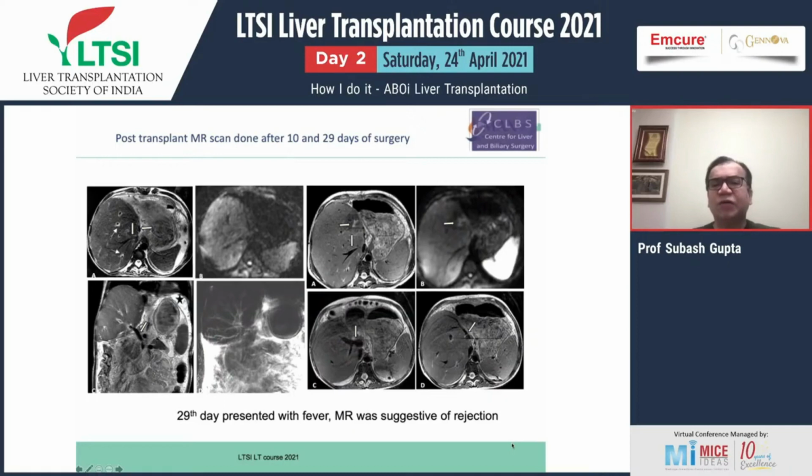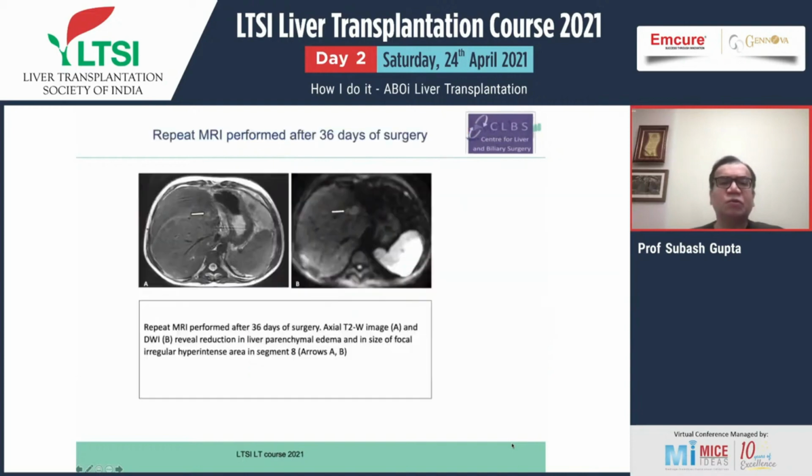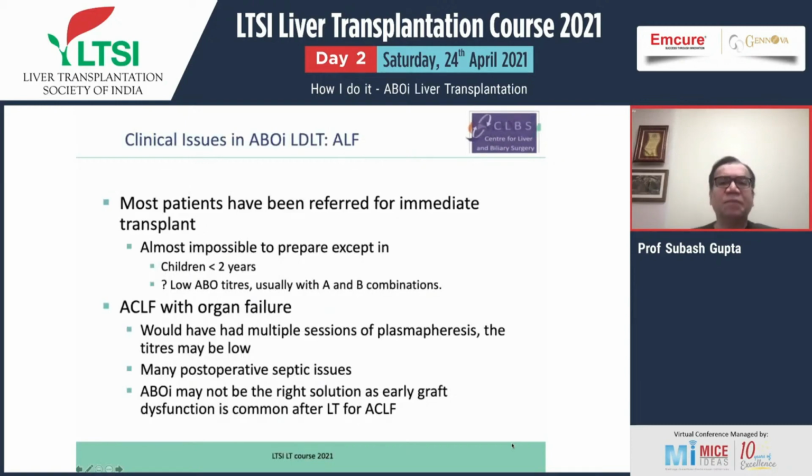And on day 29, when she had some fever, you can see there are areas which show edema in the graft. There are areas of necrosis, and based on this, we made a diagnosis of rejection. Of course, we did a biopsy, but we started treatment even before the biopsy results were there, and the biopsy showed quite significant rejection, and she responded to steroid bolus. Then later on day 36, we repeated the MR, and we found that the area has become smaller as compared to before, and the liver function tests had become better.